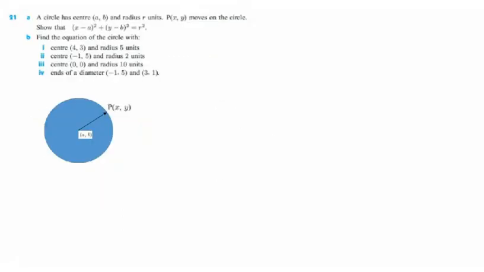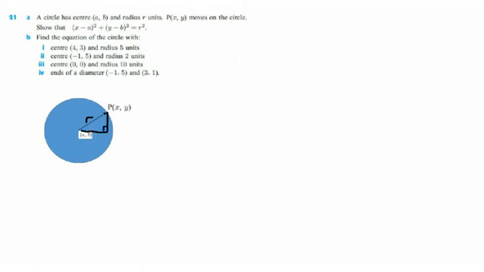Alright, so this should be question 21. Part A, a circle has a centre (a, b) and a radius r. So you can see I've drawn a circle there with centre (a, b). There's my radius r. And the point P has coordinates (x, y), somewhere on the circle. It could be anywhere, it's really arbitrary. How can I show that (x minus a) all squared plus (y minus b) all squared equals r squared?